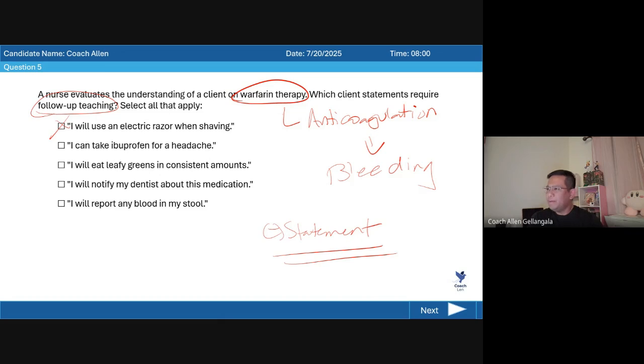I can take ibuprofen for a headache. Ibuprofen. What do you think? This would require follow-up teaching. Yes, this is one of the things that would require follow-up teaching. Your ibuprofen is a non-steroidal anti-inflammatory analgesic, an NSAID. We need to follow it up. What does an NSAID do?